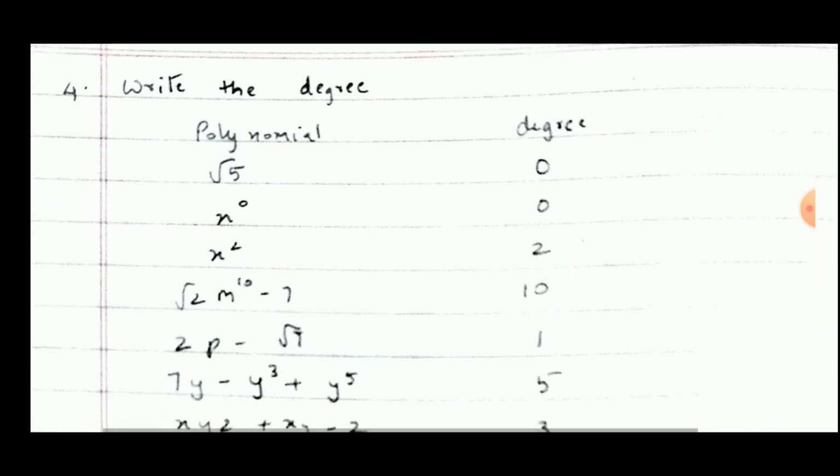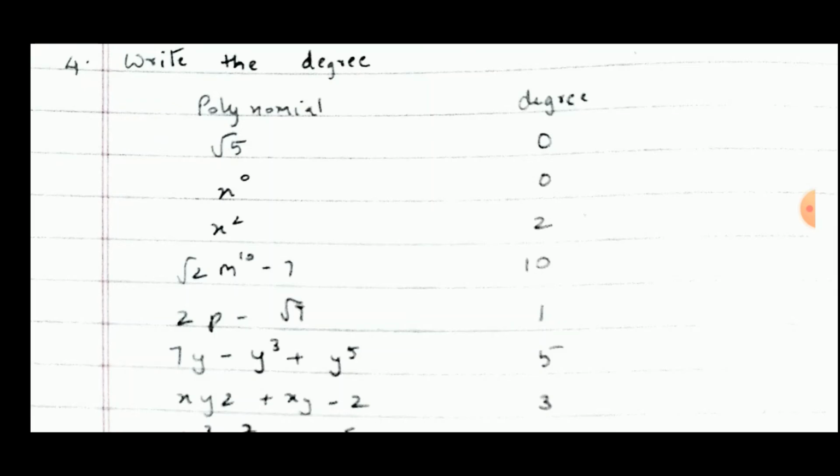Now next, write down the degree of the given polynomial. The first polynomial is root 5. It's a constant polynomial, so the degree is 0. Then x raised to power 0, the degree is again 0. Then x square, degree is 2. Then root 2 m raised to power 10 minus 7, the degree is 10. Then 2p minus root 7, degree is 1. 2y minus y cube plus y raised to power 5, degree is 5.